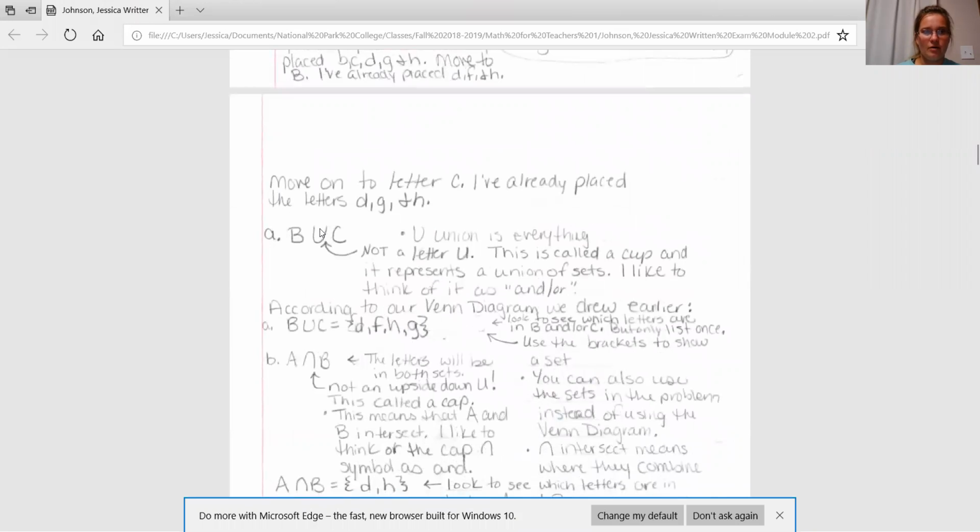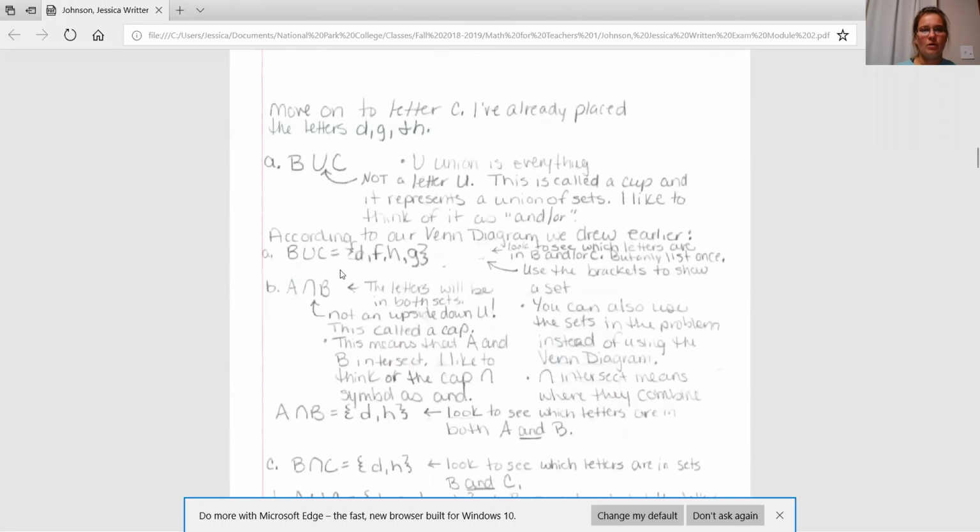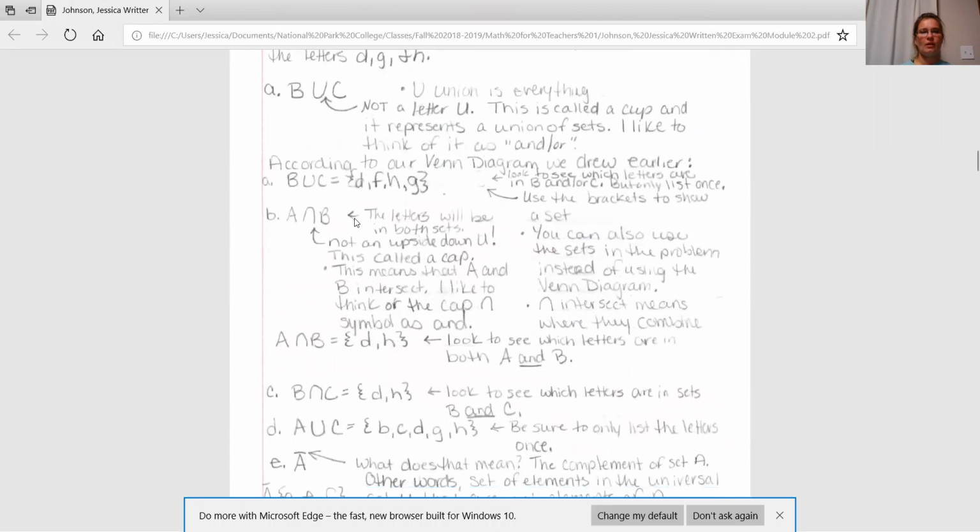And this right here is not a letter U. This is considered union. So B union C, which I like to think of as "and/or". So it's going to be everything that's in B and/or C. If we go back and reference our diagram, we would see we had D, F, H, and G. And this union is also called a cup.